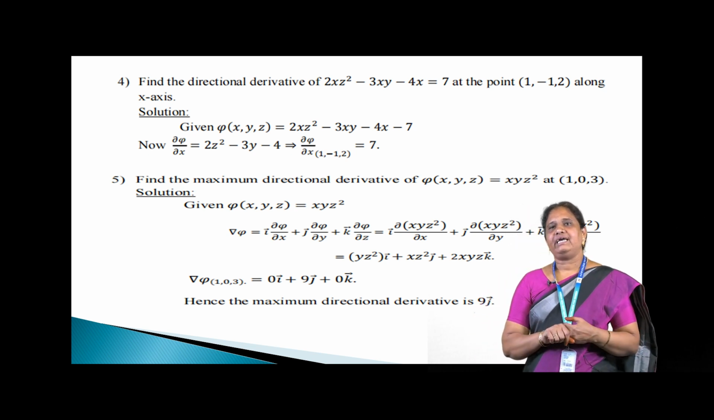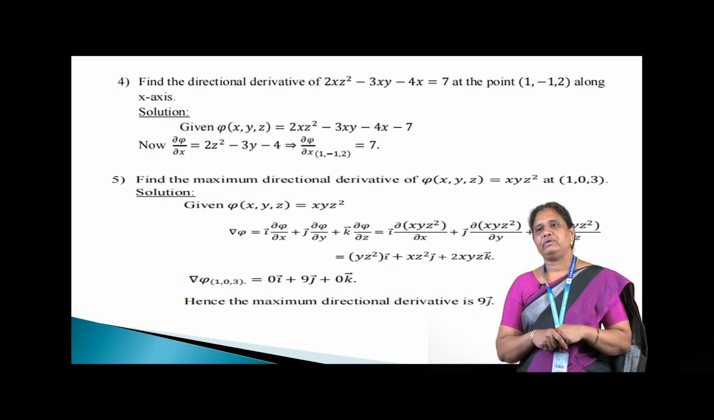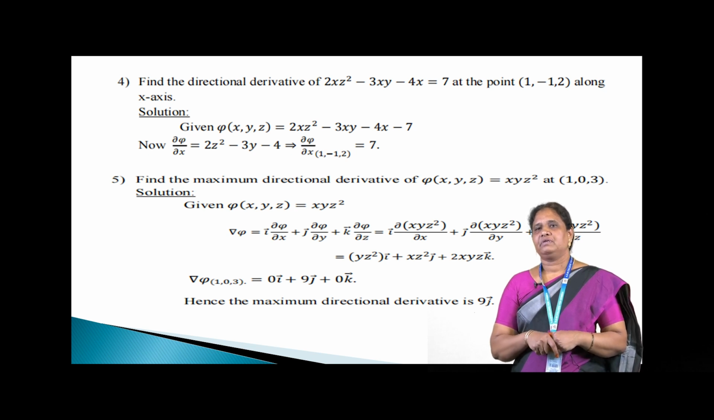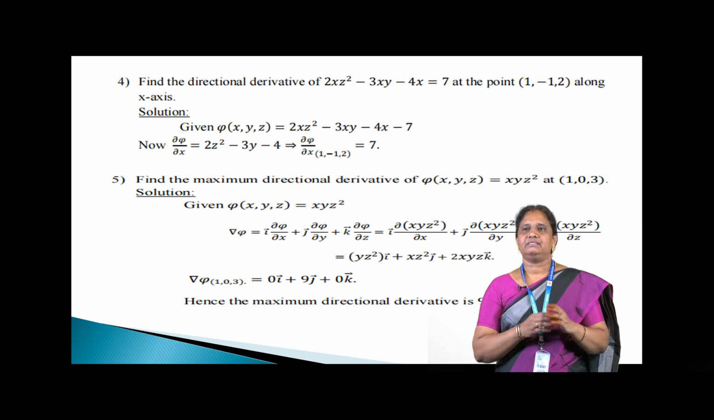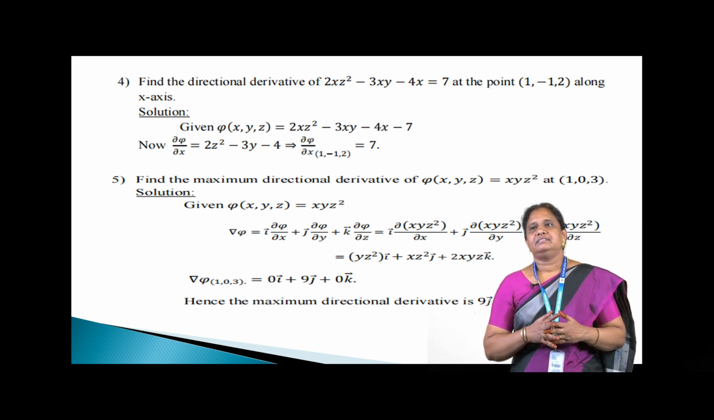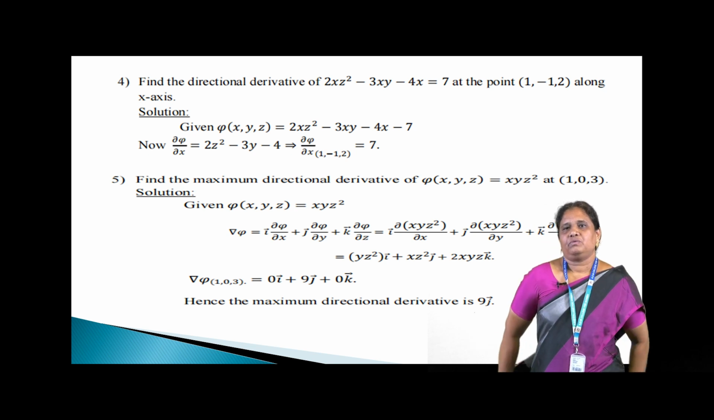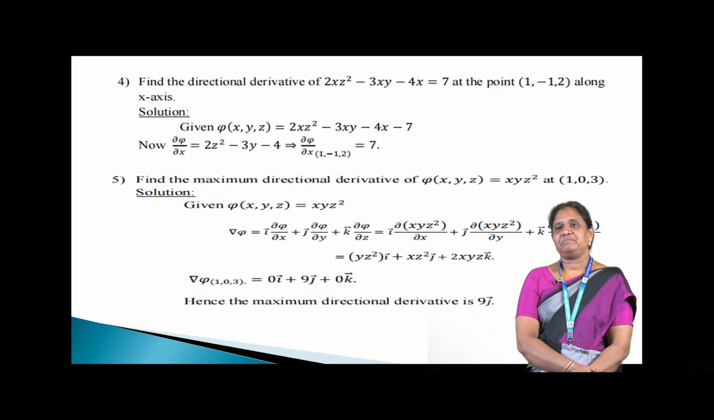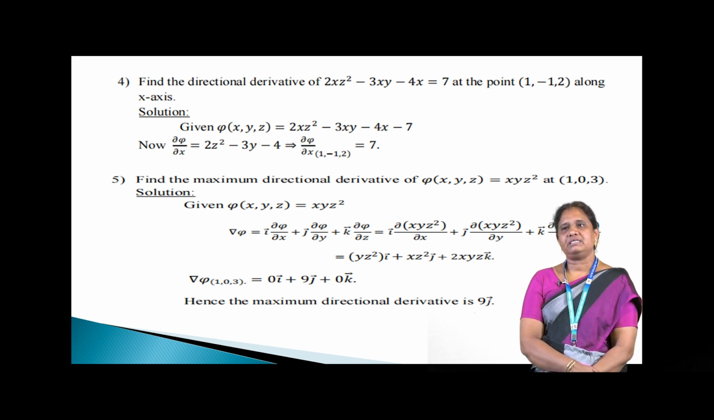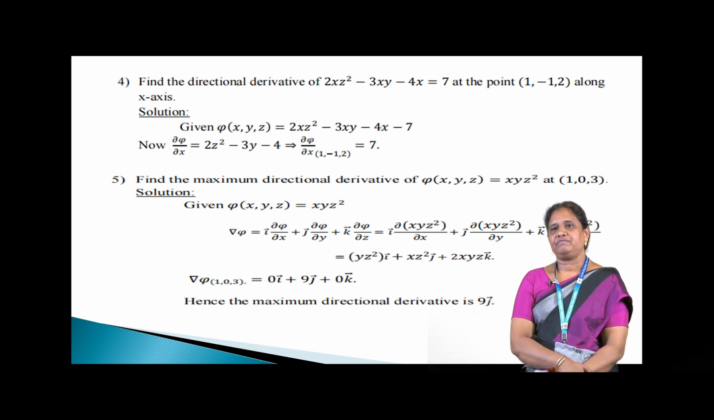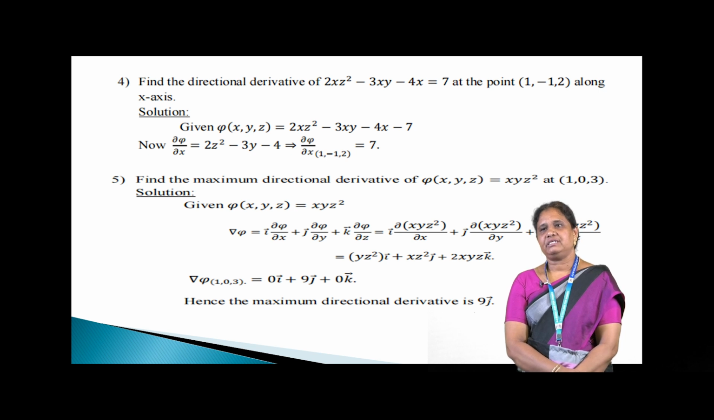The next problem, find the maximum directional derivative of phi which is equal to xyz square at 1 comma 0 comma 3. But here the direction is not given specifically, only the surface equation and the point are given. So, they are asking for the maximum directional derivative. So, let us find del phi at the point 1 comma 0 comma 3, and the maximum coefficient of the vector is the maximum directional derivative.